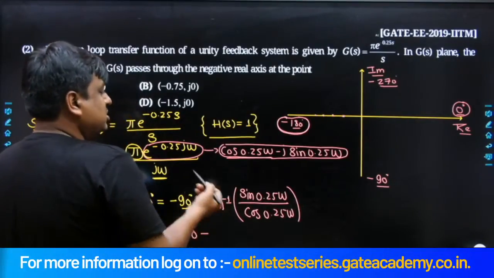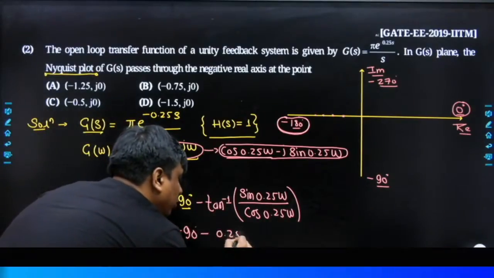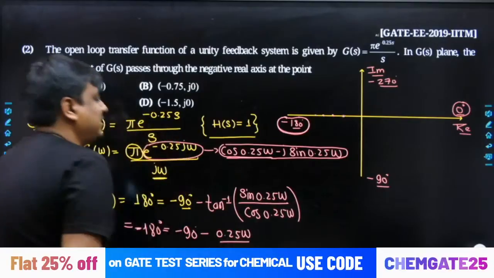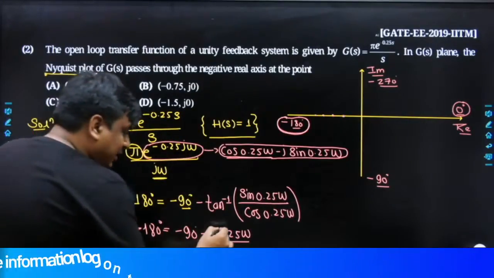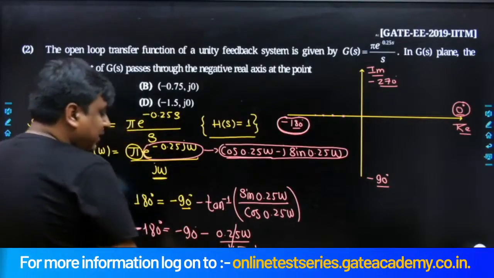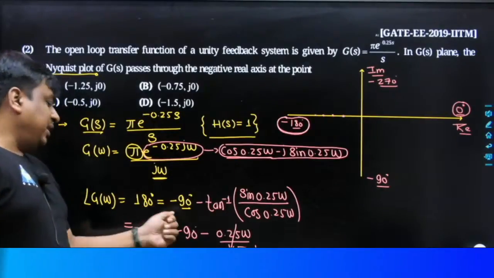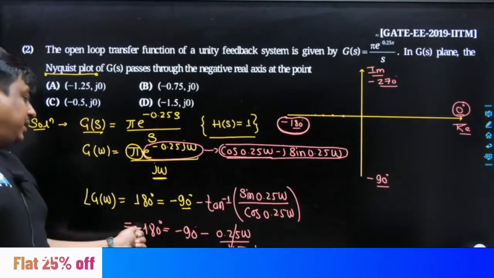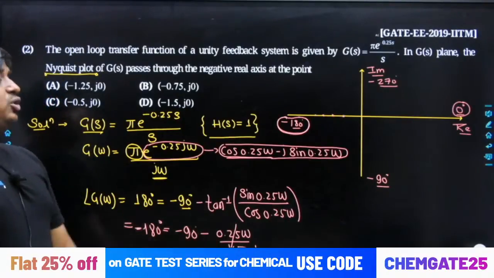It's simply going to be how much? It's simply going to be 0.25 omega. But one of the disastrous things that had happened is that it had been in degrees, but this had been in radians. If you want to get the value of omega, you have only one possibility: either you change minus 180 minus 90 into the form of radians, or you change minus of 0.25 times omega into the form of degrees.